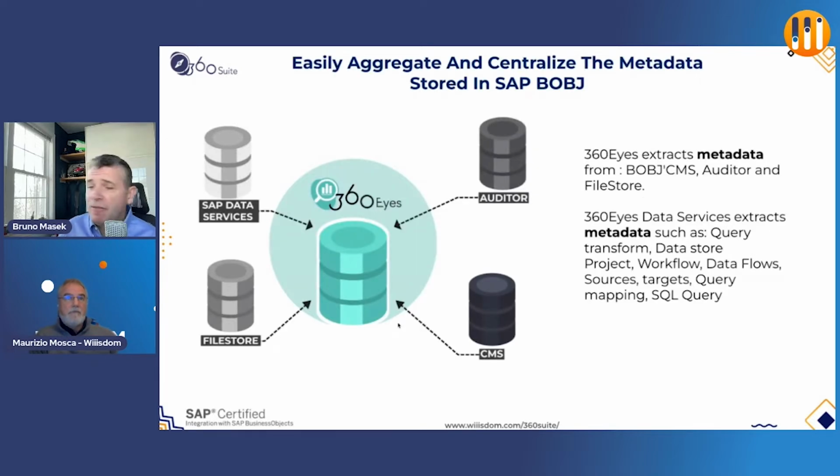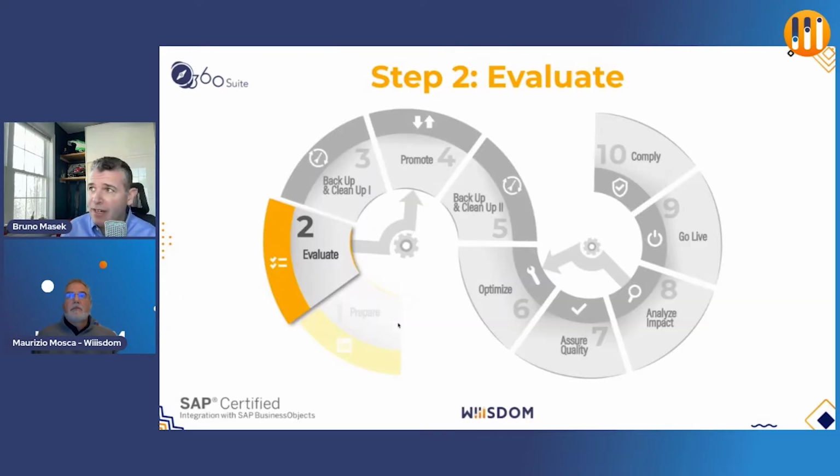So in terms of information with 360, we're able to extract all the metadata, whether it's from BOBJ or Data Services, and we can report on it. So that's very handy for migration, because we're able to understand what's used, what's not used, and then compare the changes over time before and after migration.